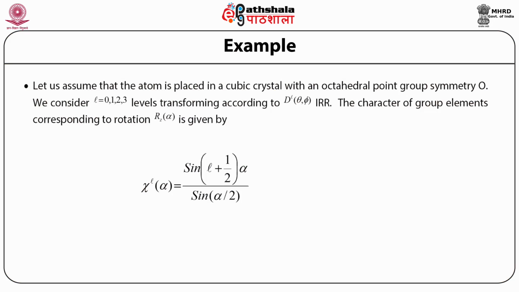Let us assume that the atom is placed in a cubic crystal with the octahedral point group symmetry O as before. We consider L equal to 0, 1, 2, 3 levels transforming according to the D_L irreducible representation. Remember that when you consider the energy levels transforming according to the irreducible representation D_L, the character of the group element corresponding to the rotation about the z-axis, for example by alpha, is given by chi, which is a function of the dimension L. So chi_L of alpha is sine of (L plus half) alpha divided by sine of alpha by 2. This we have already seen.